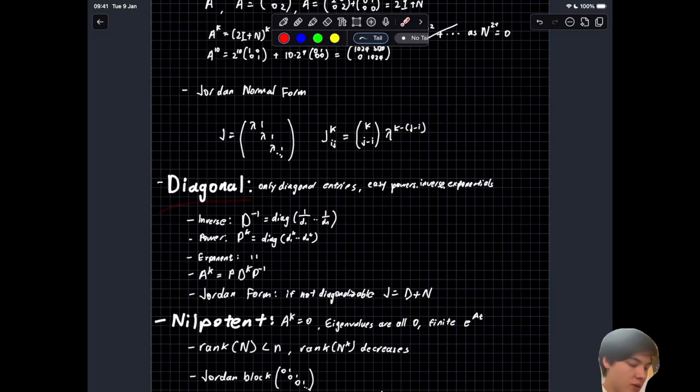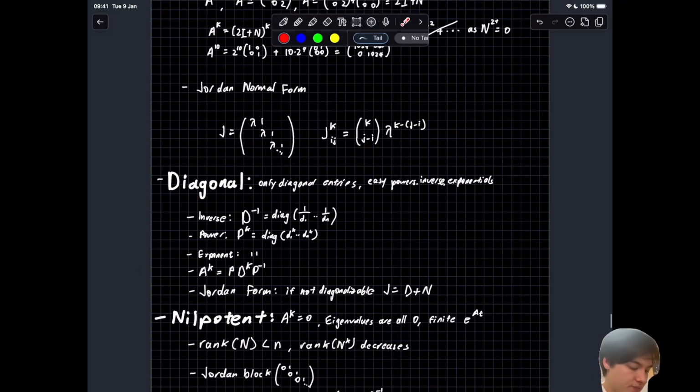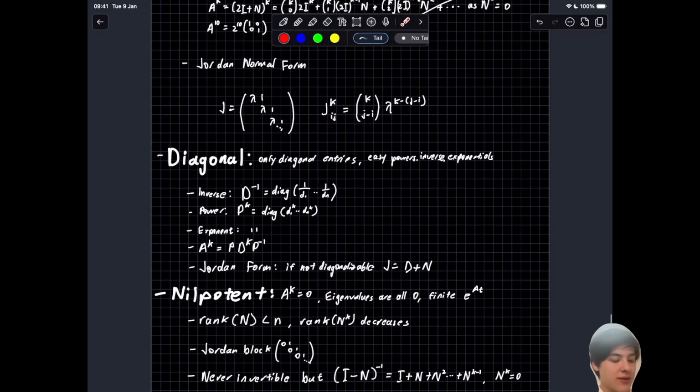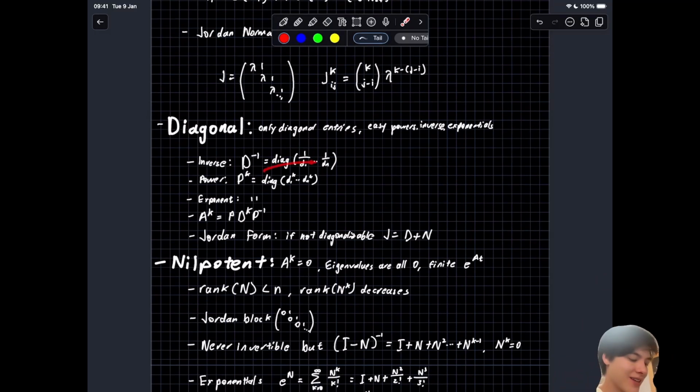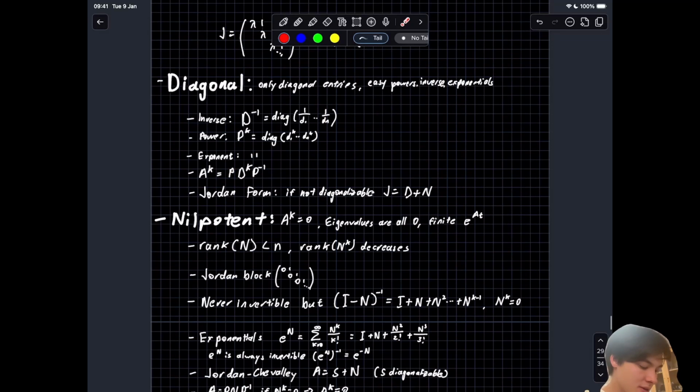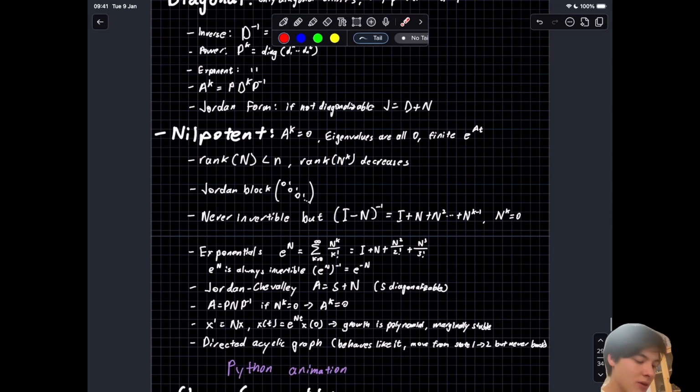Diagonal matrices means it only has diagonal entries, and it's super easy to find inverses, exponentials and powers. It's just 1 over the diagonal entries, or the diagonal to the power. It's the same for this. It's almost trivial.